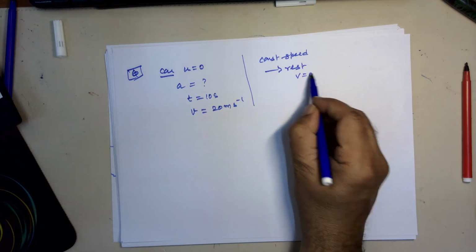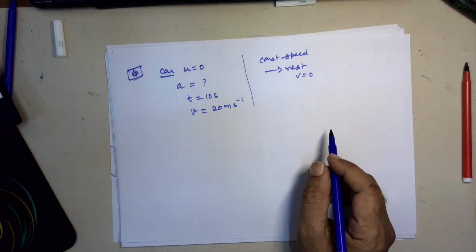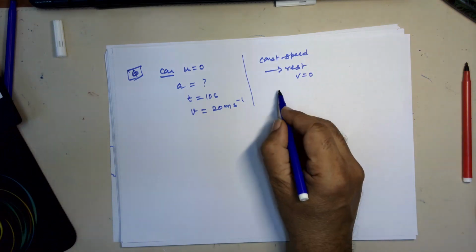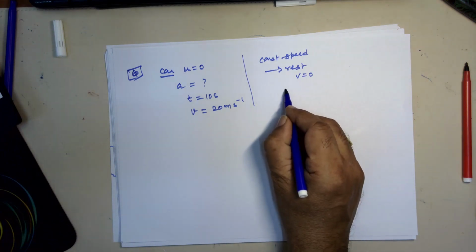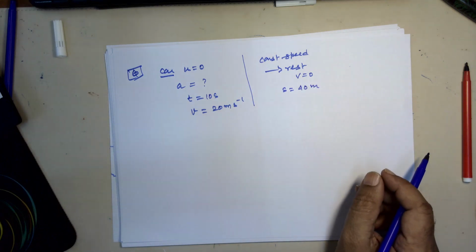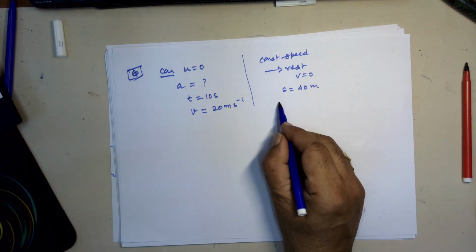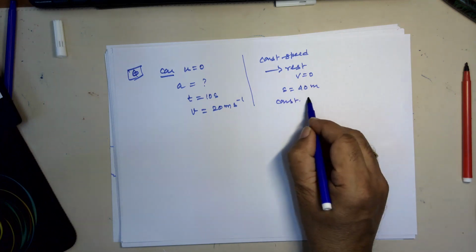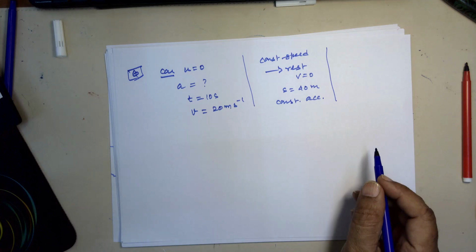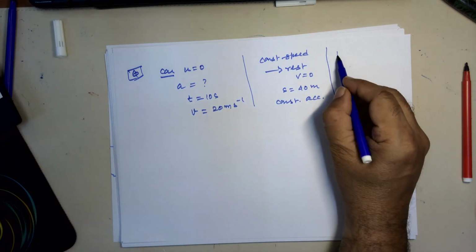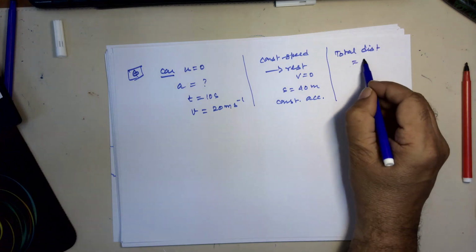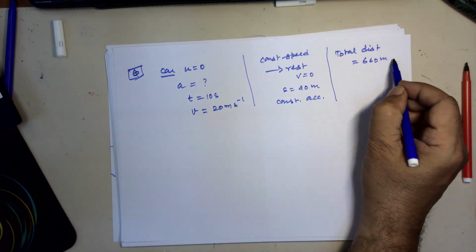It means v is equal to 0, right? When it is brought to rest means what? v is equal to 0. In 40 meter, at that time, the distance is 40 meter. Yes, with a constant acceleration. So the acceleration is constant. The total distance covered is equal to 640 meter.